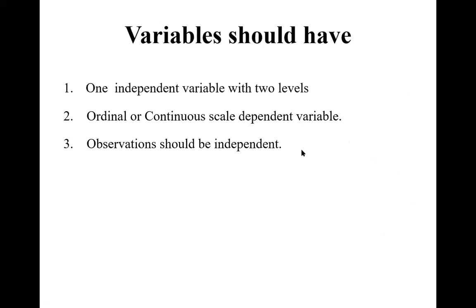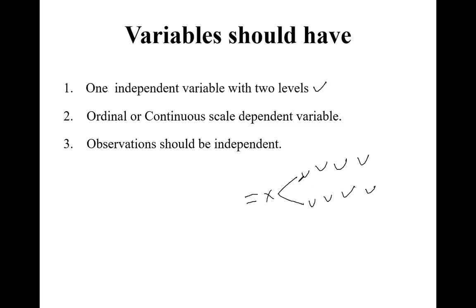Next, what is the condition when we are going to apply the Mann-Whitney-U test? What should be the nature of the data? There is one dependent variable with one independent variable. What is the independent variable? X, and it has two levels: rural, urban, public, private sector, the control group, experimental group. So we divide into two mutually exclusive groups. One independent variable, two levels.